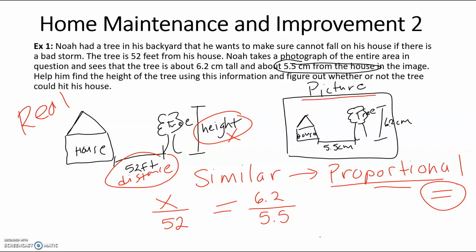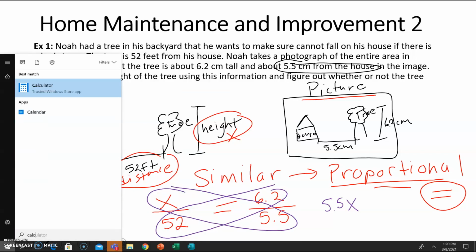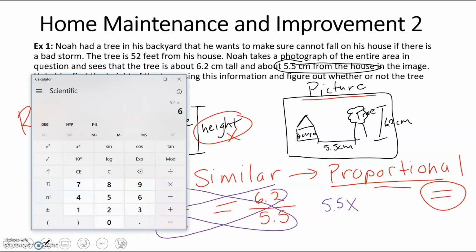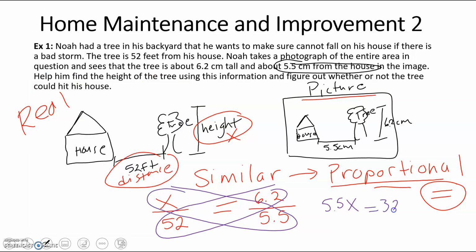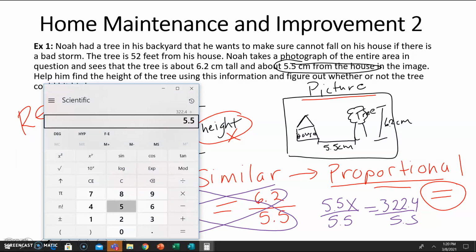What we're going to do is solve this by cross multiplying. X times 5.5 is going to give us 5.5x. And then 6.2 times 52. Let's use our calculator. 52 times 6.2, 322.4. We want to solve this equation for x. So let's divide both sides by 5.5. Use our calculator again. 322.4 divided by 5.5 gives us about 58.6.